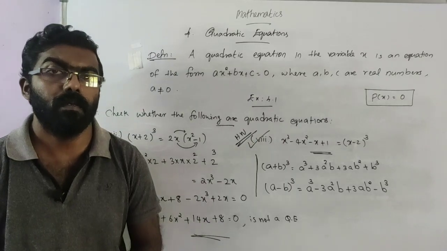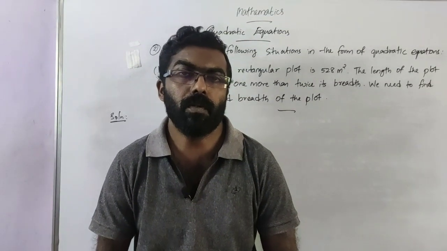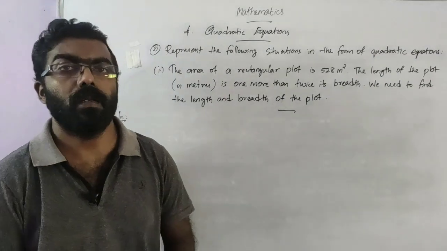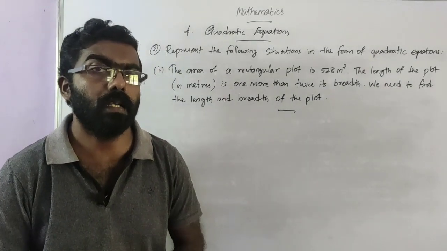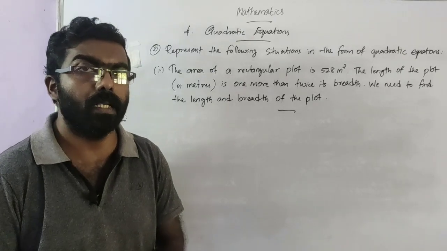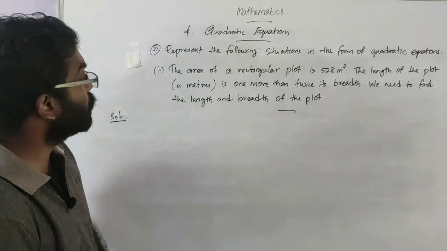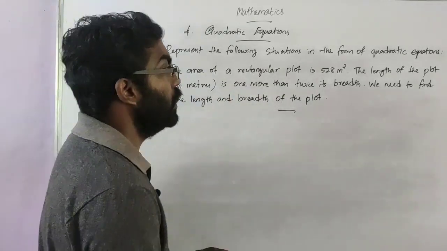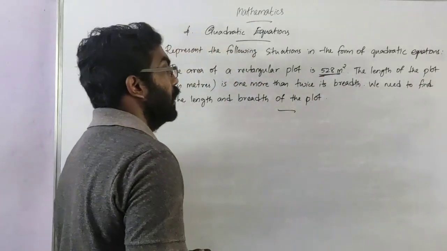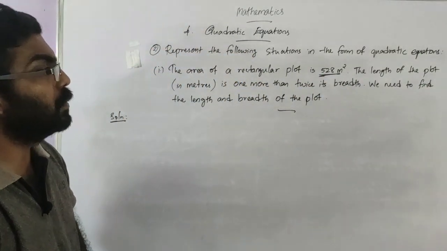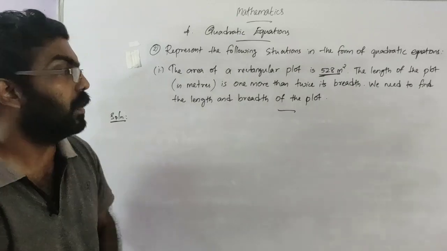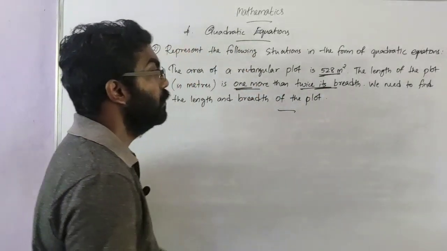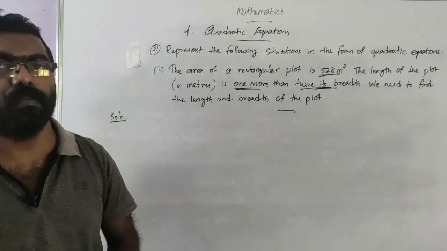Do it yourself. Okay. Now we shall discuss some word problems. Represent the following situations in the form of a quadratic equation. Here some situations are given. We have to form the corresponding quadratic equations. And the first sub question is, the area of a rectangular plot is 528 meters square. The length of the plot in meters is 1 more than twice its breadth. We need to find the length and breadth of the plot.